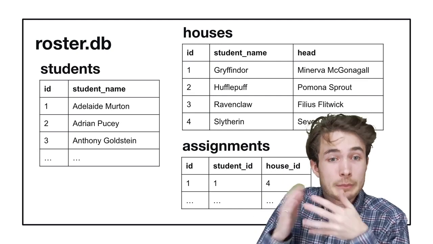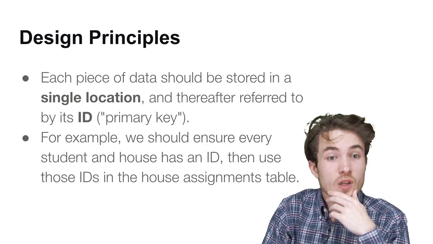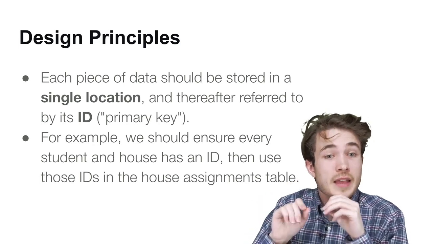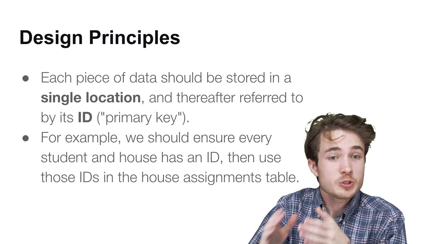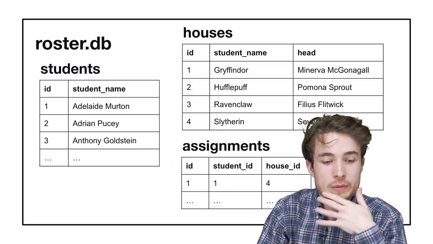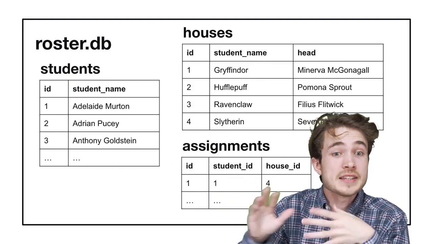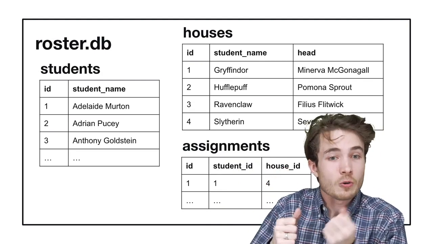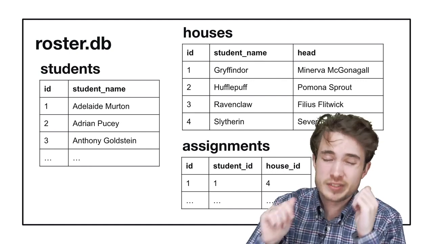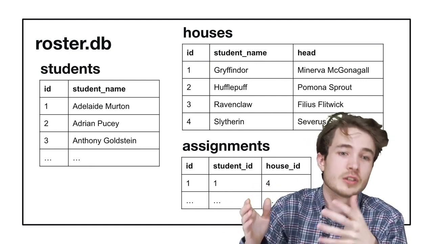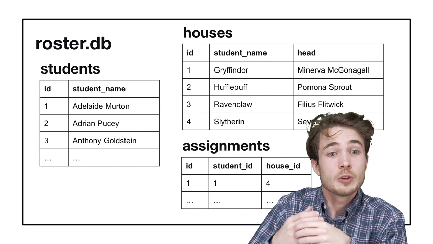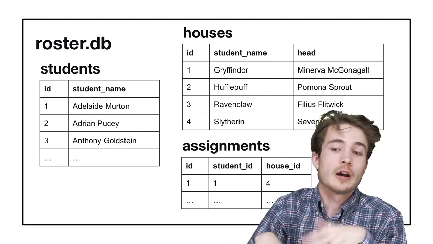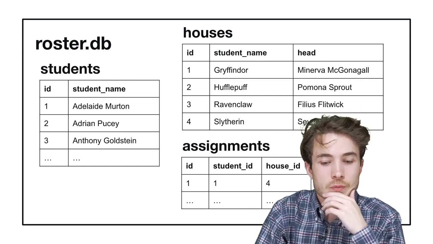So this brings us to another design principle, which is that ideally, we only want to have every piece of data stored in one place, and from thereafter, refer to that piece of data by its ID. Notice how we have in the students table an ID for every student, in the houses table an ID for every house, and now in our other tables we just have to reference that ID. We don't have to reference Slytherin or the student name anymore. If those things change, we change them in one place, and the relationship we can define elsewhere and update as we need to.